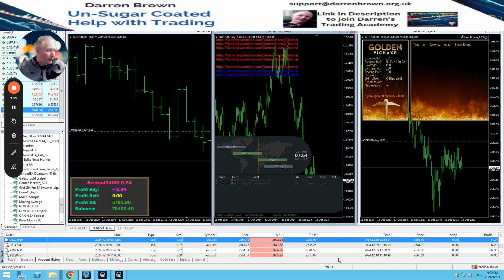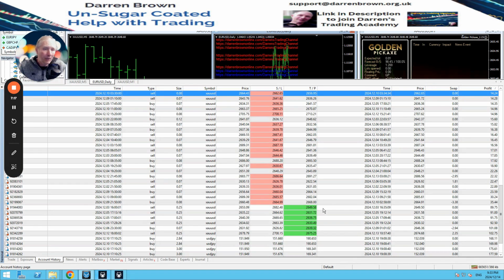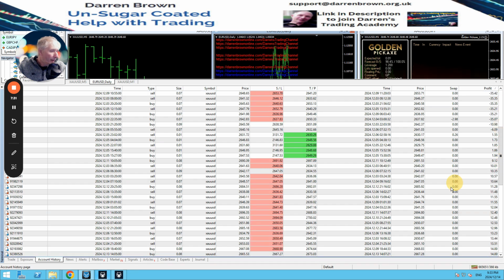If we go to the account history, you'll see this is my Darwinex 2 account. You'll see that I had some severe drawdowns. You can see the swap fee, but to be honest, I still got profit, and you'll see that we got some profit here as well.